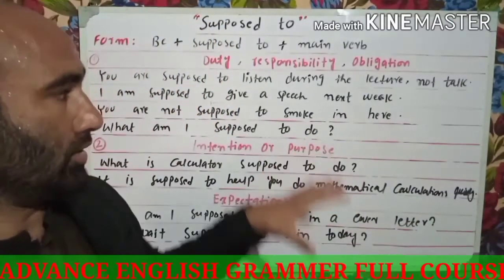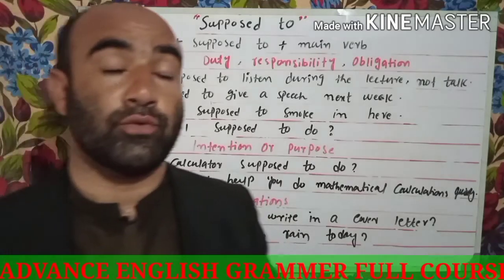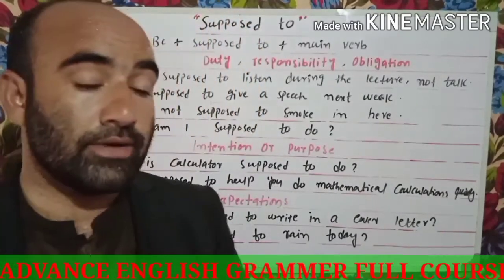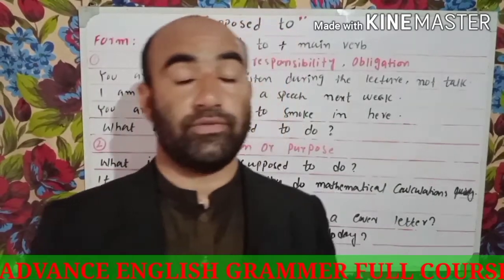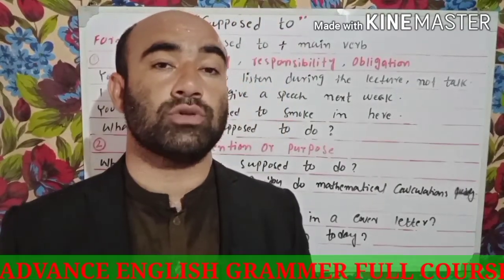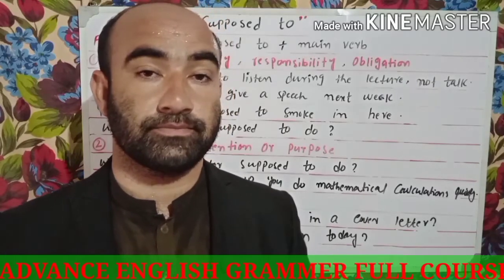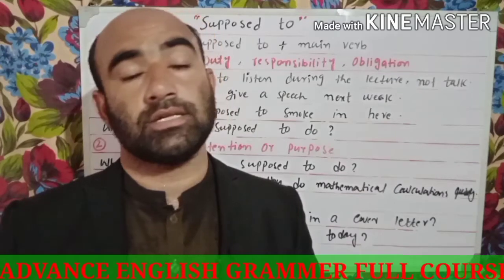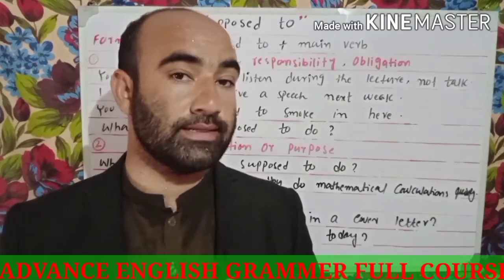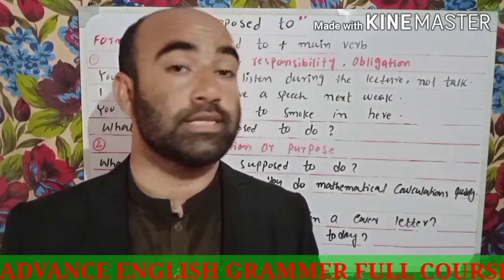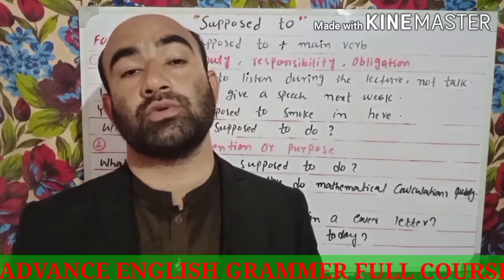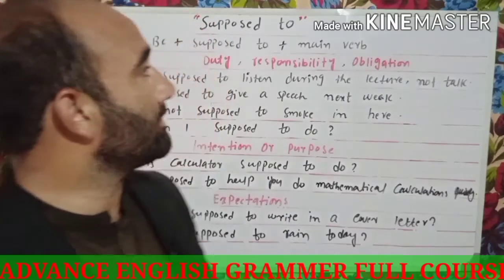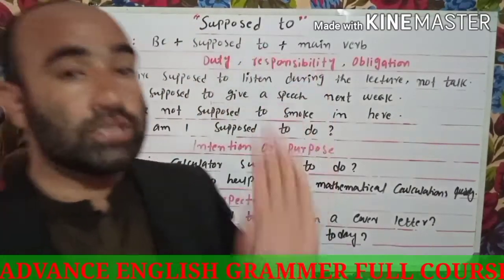These are very important. And remember this point, we use supposed to with the base form of the verb. And another point here is very important. We use supposed to with be words. With do verbs or with have verbs, we do not use supposed to. We use supposed to only with be words.